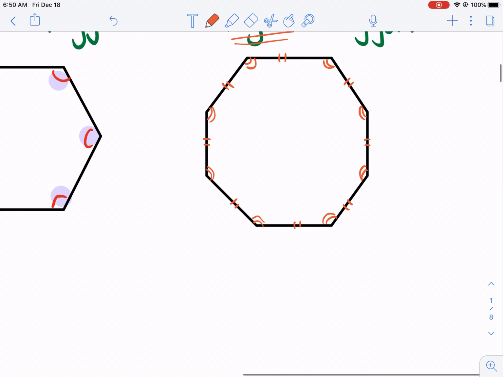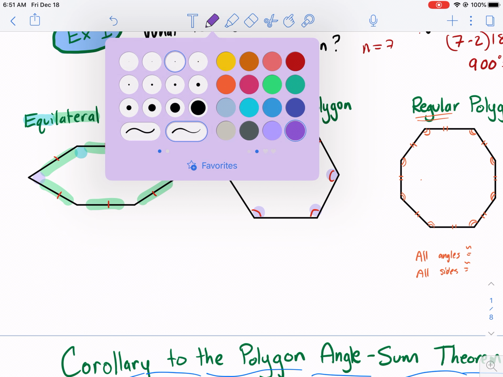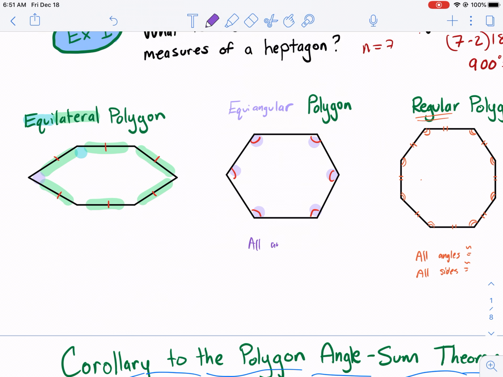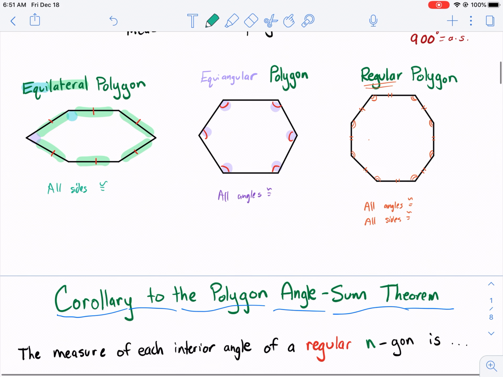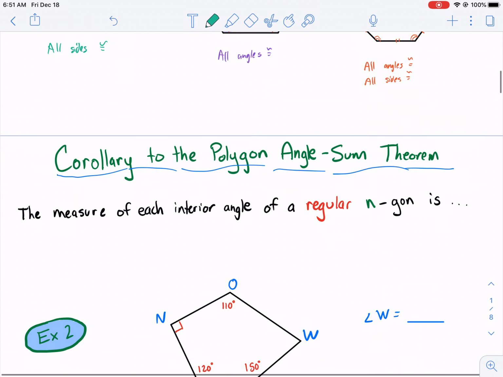That means all angles and all sides are congruent. I should have put this for these 2. So we can say all angles congruent for this one, equiangular, and then equilateral, all sides congruent. So that's a little bit more about the different types of polygons you're going to encounter.